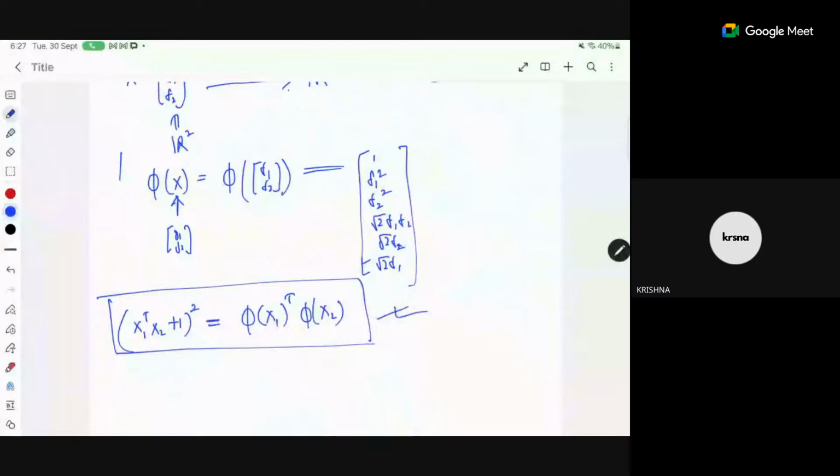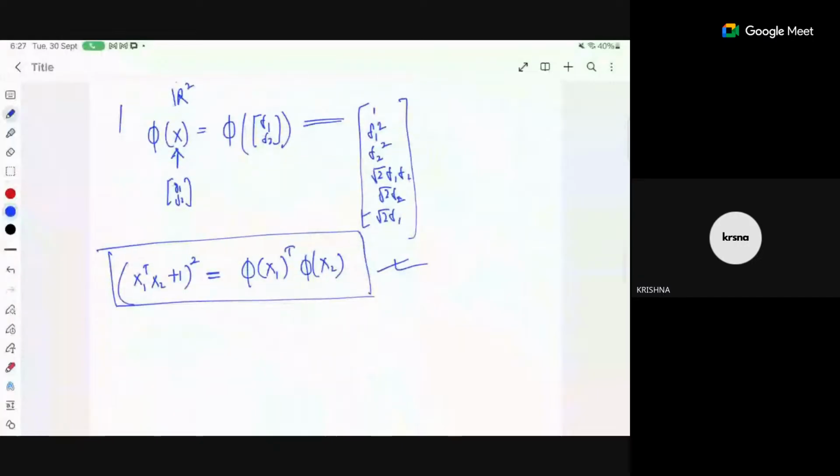We'll see why this is useful later. This is just to introduce it. We have discussed this, but we will see why it is useful. We'll mark this as star.